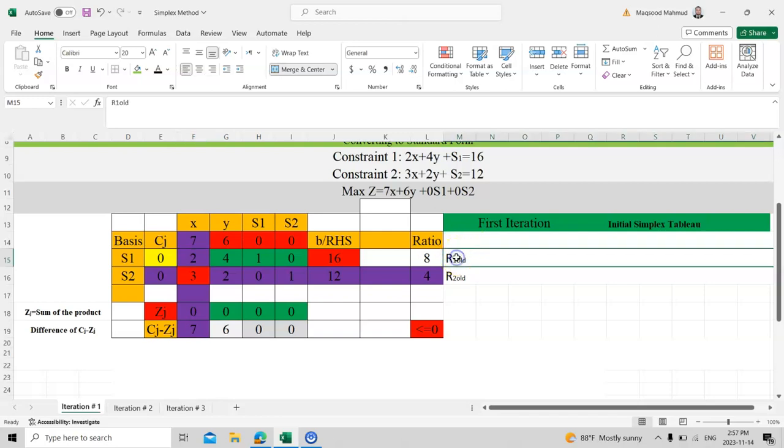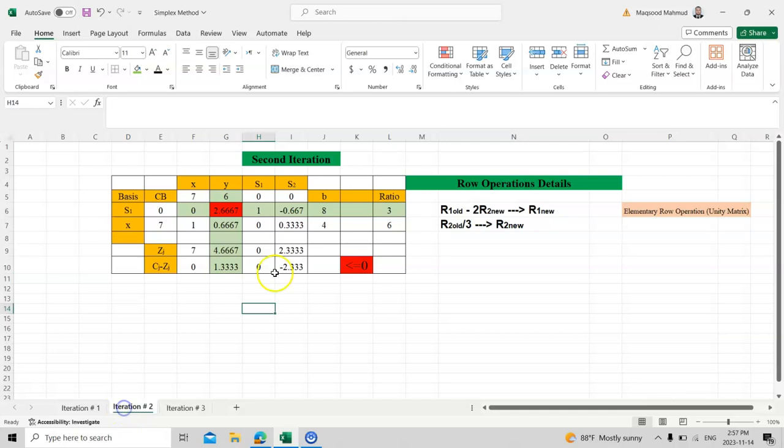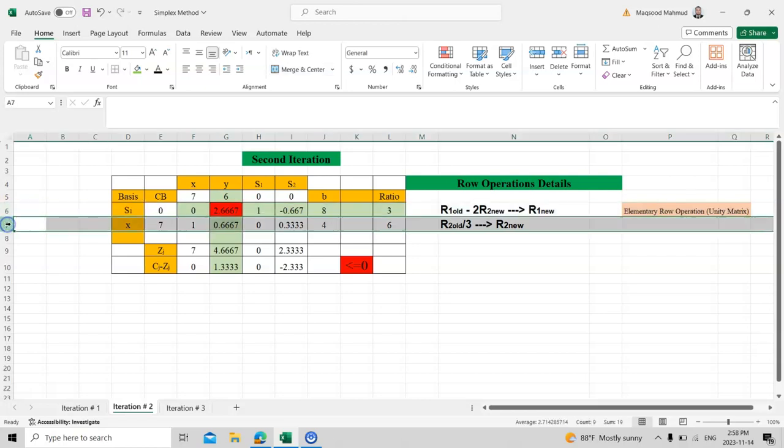I term this one as the old row. So this becomes the old row, and this becomes the old second row, or R2 old. So we have two rows that I will consider as old rows. For the next iteration, this is, for example, my new R1 row, this full one, and this is my R2 new row, right?